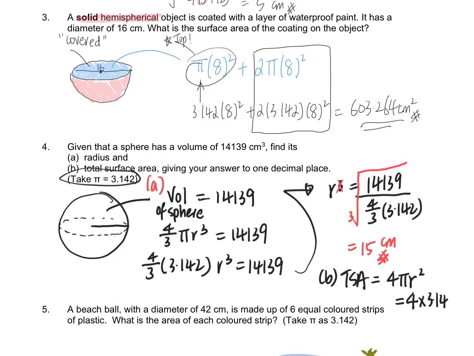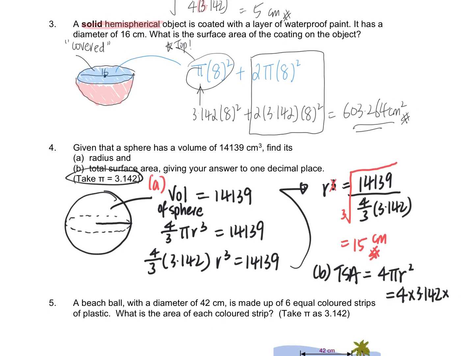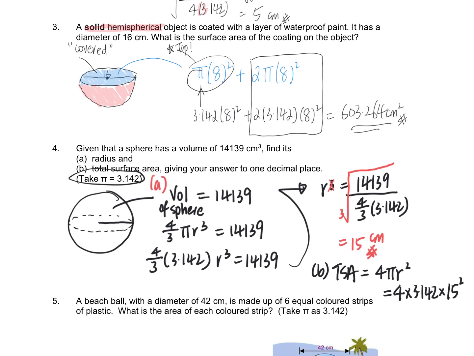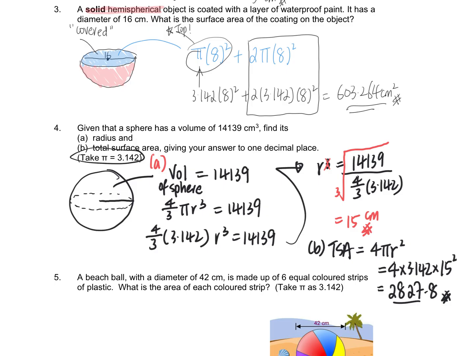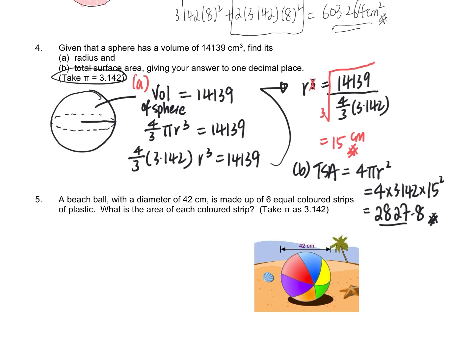Okay, 3.412. Radius I found to be 15. So put in. Okay, 1 decimal place is exactly what the answer has. So you can just leave it. Okay, I hope you are feeling that it's easy.